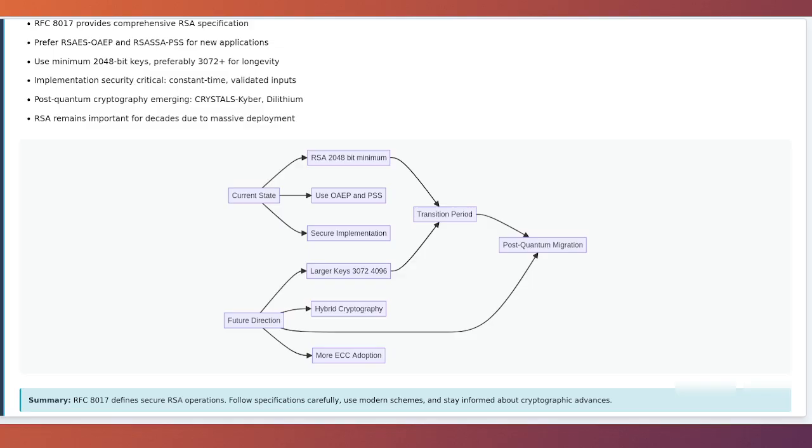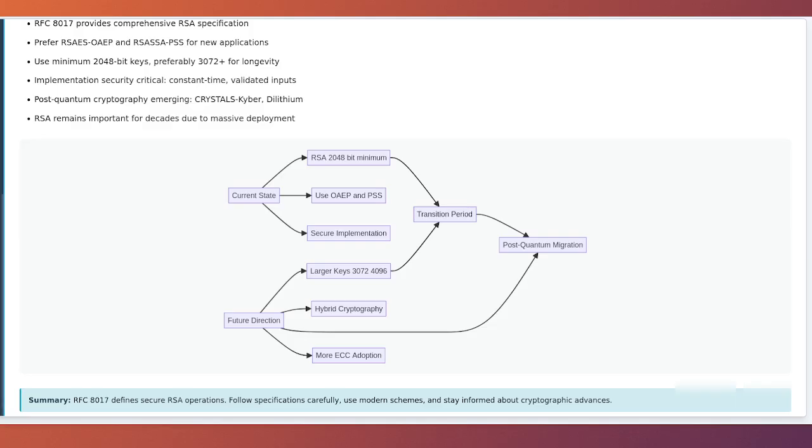Implementation security is paramount. Use established cryptographic libraries. Implement constant time operations for private key processing. Validate all inputs completely. Use high-quality random number generation, and protect private keys carefully. Many RSA vulnerabilities come not from the mathematics but from implementation mistakes, side channels, and protocol issues.